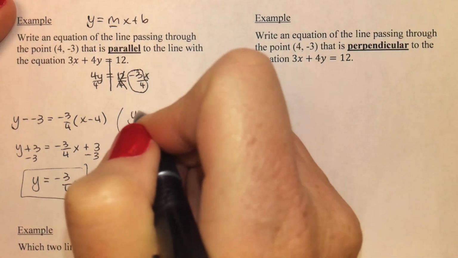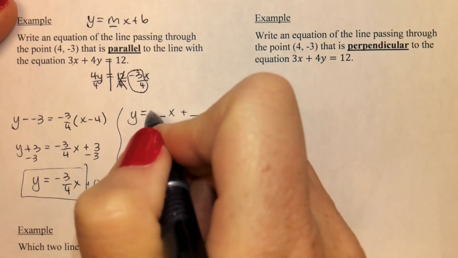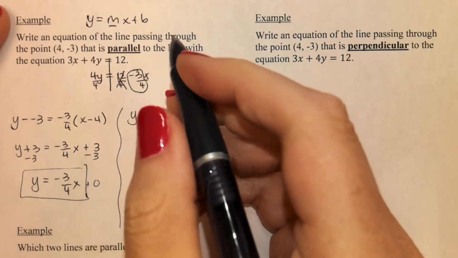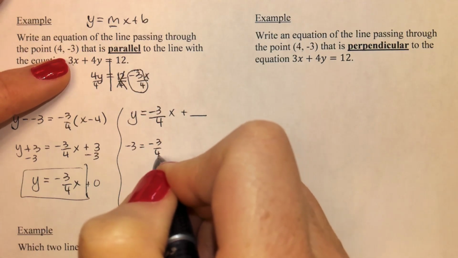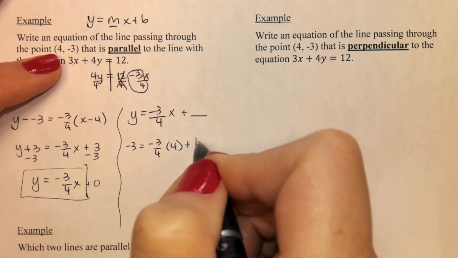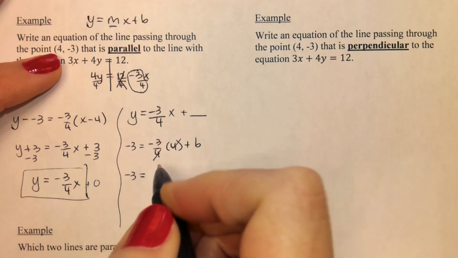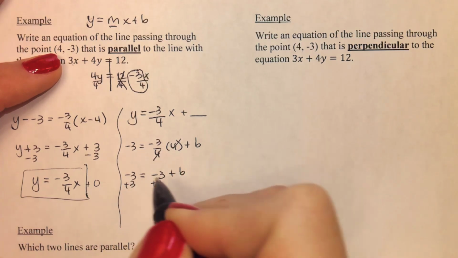To do this as slope-intercept, we'll do y equals mx plus b. I know my m has to be -3/4 because we're parallel, so it has to be the same, and then we're going to plug our point in. So -3 will go here, 4 will go there, and we're trying to find our b. So -3 equals, and the 4's will cancel, and then when I add 3, I will get 0.